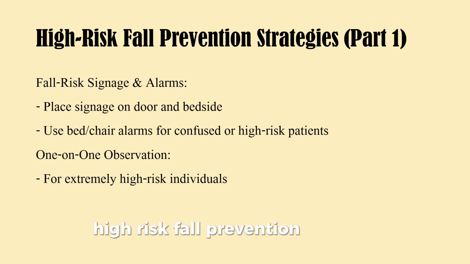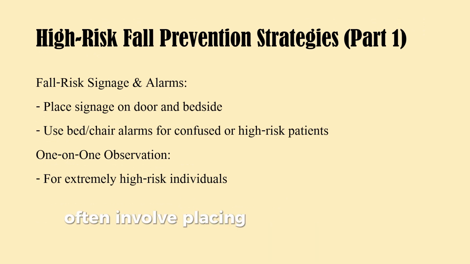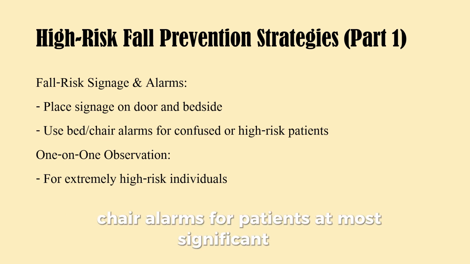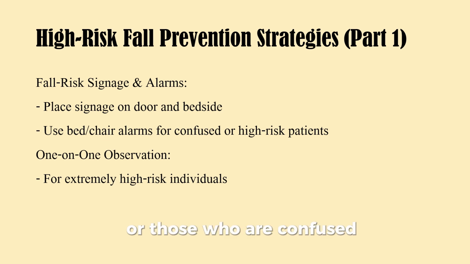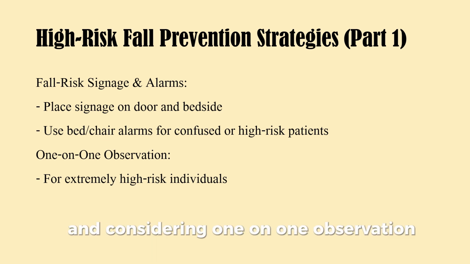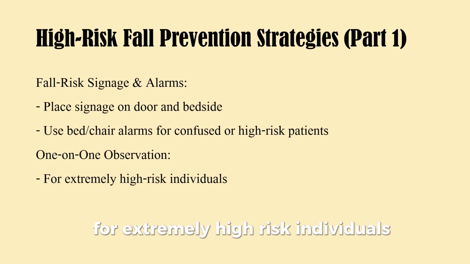High-risk fall prevention strategies often involve placing fall risk signage on doors and at the bedside, using bed or chair alarms for patients at most significant risk or those who are confused, and considering one-on-one observation for extremely high-risk individuals.